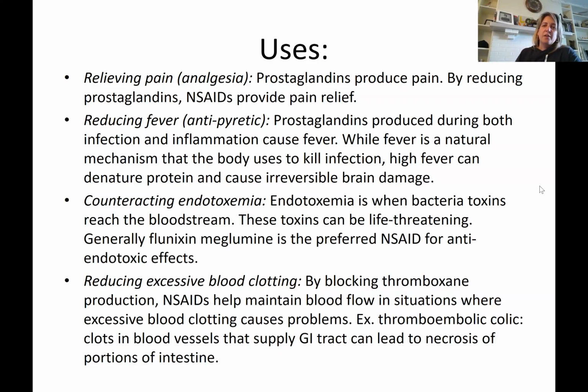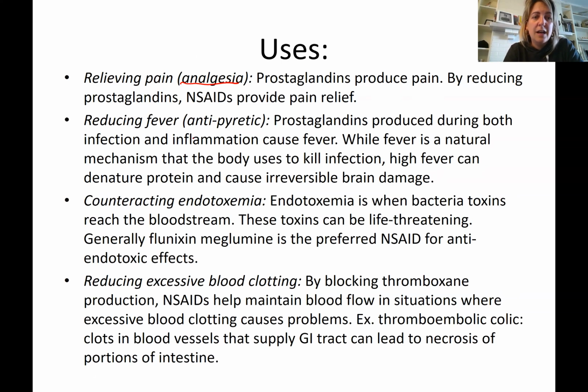Okay, so what are the uses of these non-steroidal anti-inflammatory drugs? Like I said, they're all analgesic. So the number one use is to relieve pain, to provide analgesia. And obviously, the eicosanoids cause pain as one of the 5 cardinal signs of inflammation, and the non-steroidals are going to help with that.